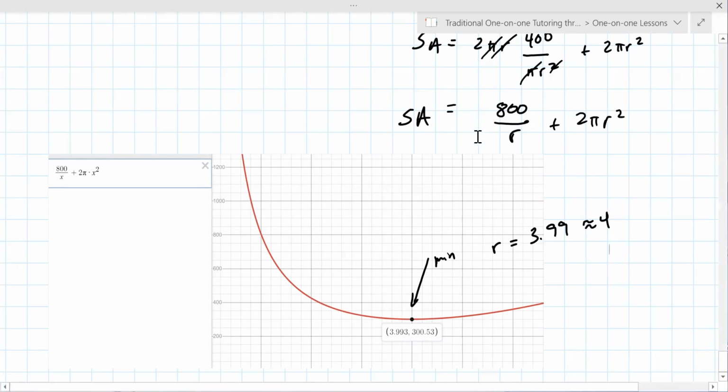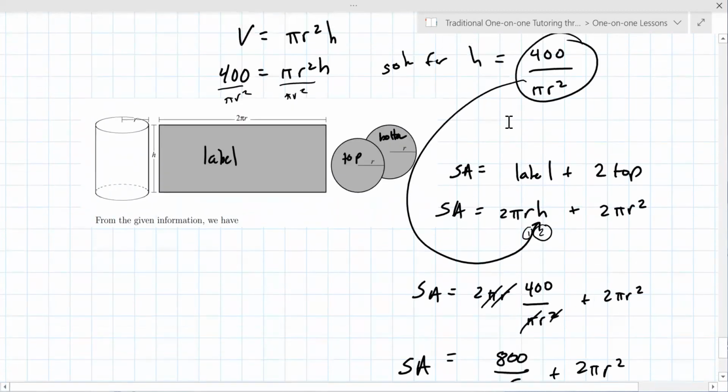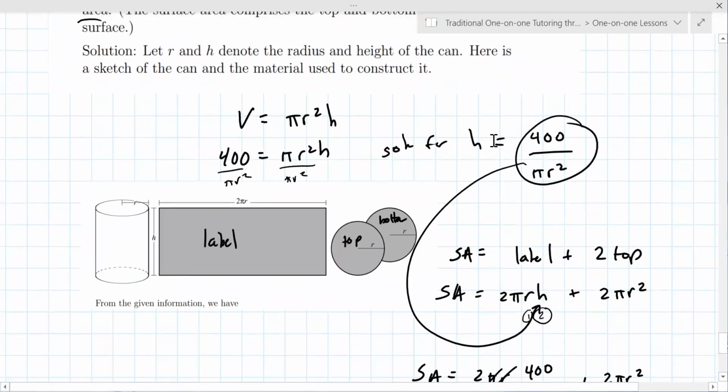How would you find the value of h? Well, you'd have to go back up to this equation right here. So h is 400 over pi times 4 squared. If you've got a calculator handy, that's 400 over 16 pi. And make sure you put everything in the bottom in parentheses. And it ends up being about 7.96. So basically 8, roughly 8.